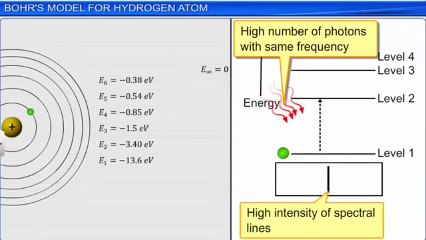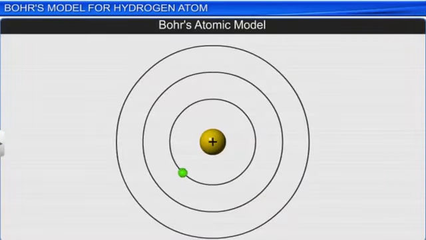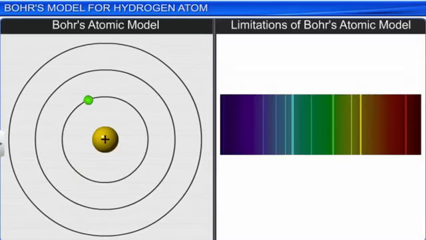Bohr's atomic model of the hydrogen atom, therefore, helps to get most of the answers to the questions prevalent at that time. However, it could not explain the line spectrum of multi-electron atoms.